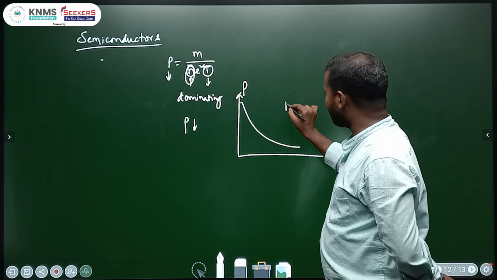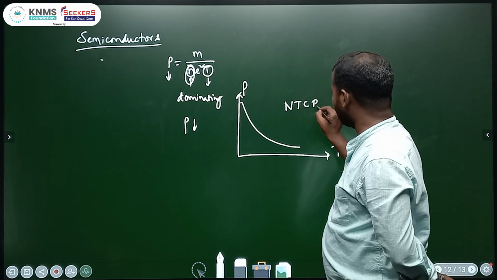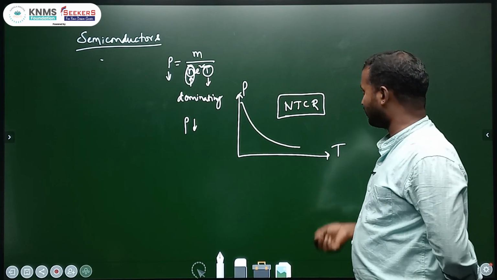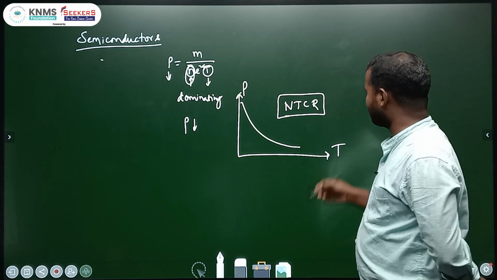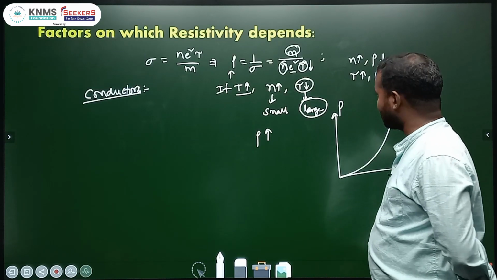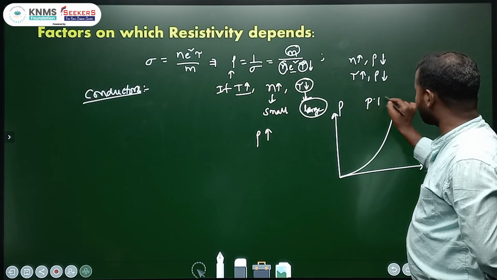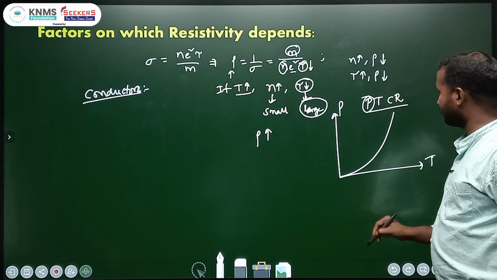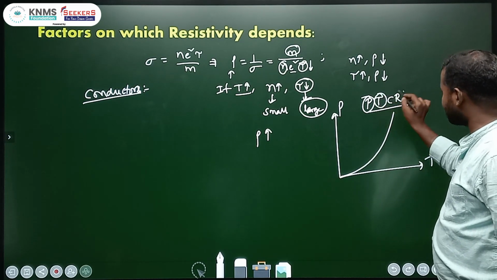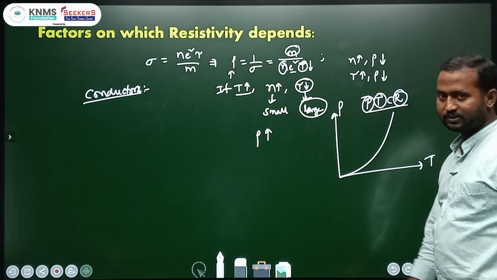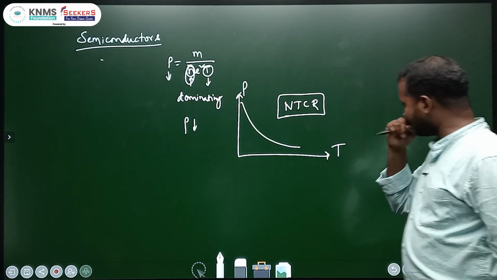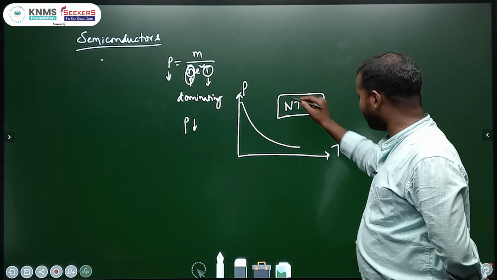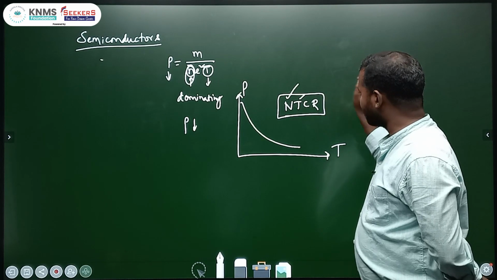This is what we call a negative temperature coefficient of resistance. Because of this property, we use semiconductors in daily life applications, for example device applications. In the case of conductors, we call it a positive temperature coefficient of resistance. What does that mean? The slope is positive here, hence it's called positive, meaning when temperature increases, resistance also increases. But here, when temperature increases, resistivity decreases. That's why it is called a negative temperature coefficient of resistance.